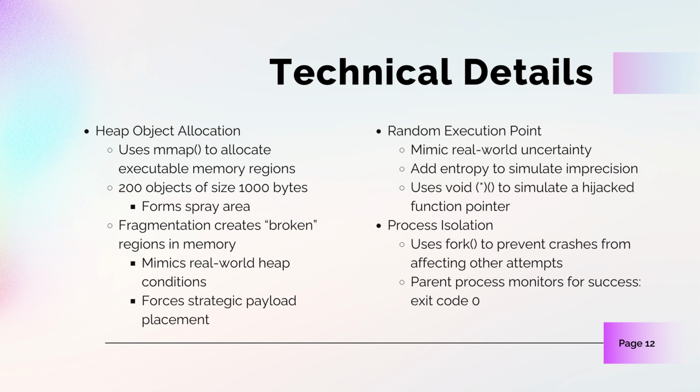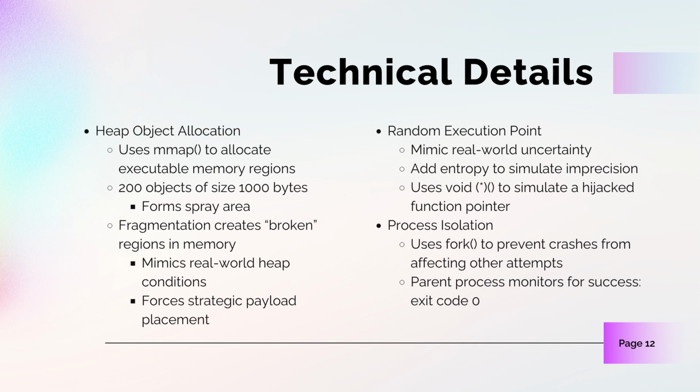Digging into the technical details, for memory allocation, I utilized mmap to allocate 200 objects of 1,000 bytes each, creating a substantial spray area that students can target. While I initially used malloc in combination with mprotect, I transitioned to mmap for both simplicity and better control over memory permissions and alignment. As previously mentioned, I wanted to integrate some level of real-world conditions, so I implemented memory fragmentation. Certain regions of memory are filled with invalid instructions that will crash execution if control flow lands there. This forces students to consider shellcode placement carefully, as poor spray strategies will result in failed attempts.